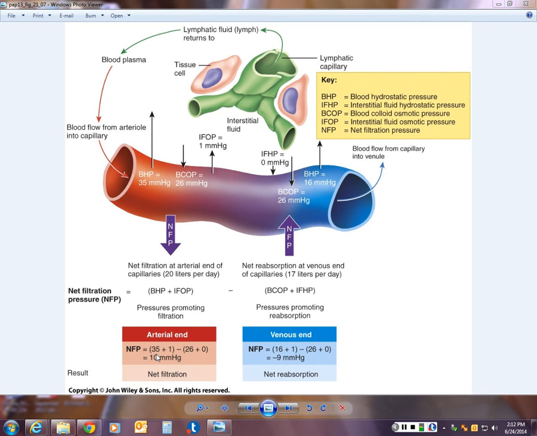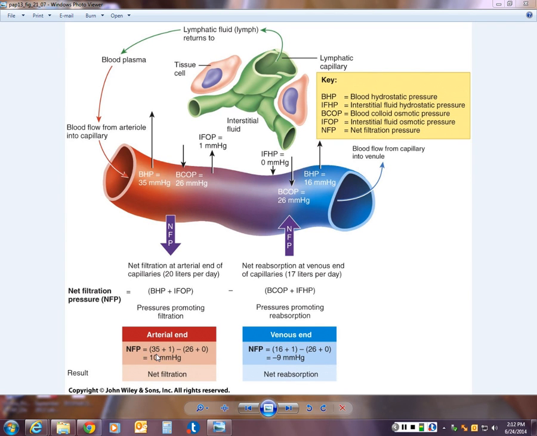When we look at the arterial end, blood hydrostatic pressure is the highest out of all four pressures. Therefore, it is blood hydrostatic pressure that technically drives filtration. As BHP goes, as blood hydrostatic pressure goes, so does filtration. Now, that blood hydrostatic pressure, although it is linked to your blood, is due to one significant parameter within your body. That's your blood pressure.